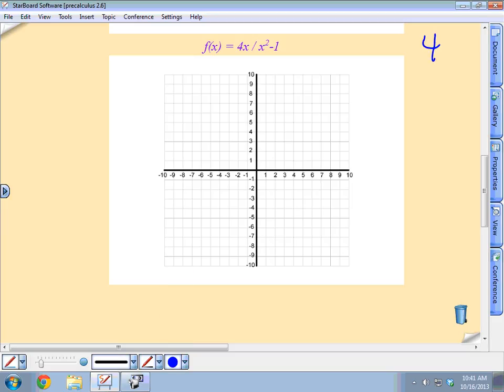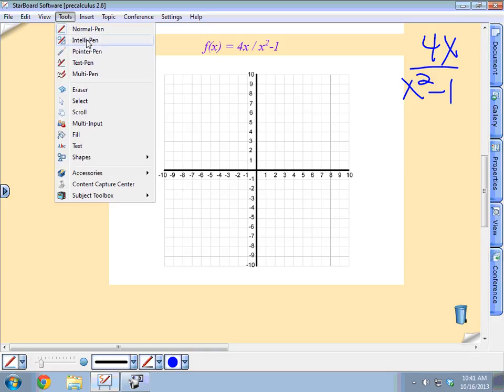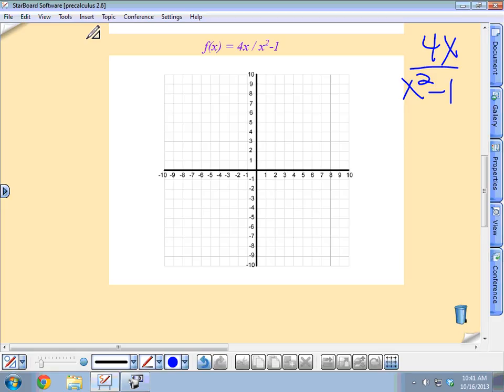So what do I have here? I got 4x over x squared minus 1. I don't want to do this. Oh, you can simplify it. First, do I have any vertical asymptotes? Yes. Wait. No. Yeah. Yes, 1. Negative 1. So you're saying I have 2. Yes, correct. She's got this.